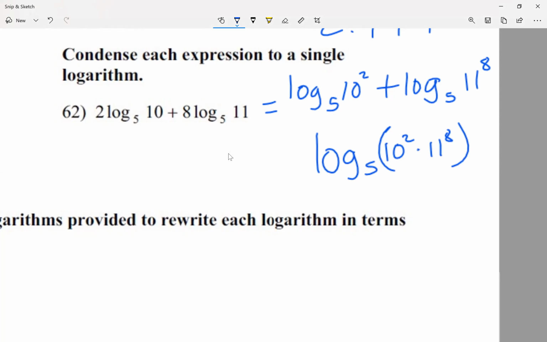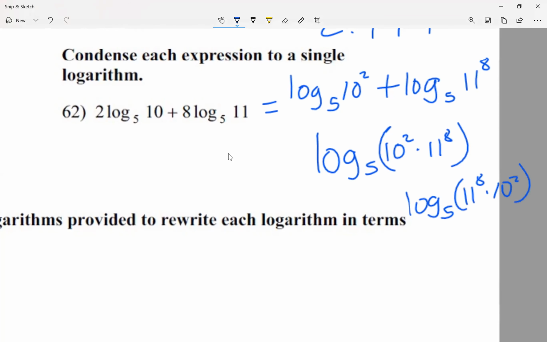Now, to see if you're paying attention, right? I know the order of multiplication doesn't matter. So inside of the parentheses, whether I write 10 to the 2nd times 11 to the 8th or flip it, it's correct. So just to see if you're paying attention, I might write this as log base 5 of 11 to the 8th times 10 to the 2. I'm going to flip inside the multiplication just to see if you're paying attention. So that's how we condense.